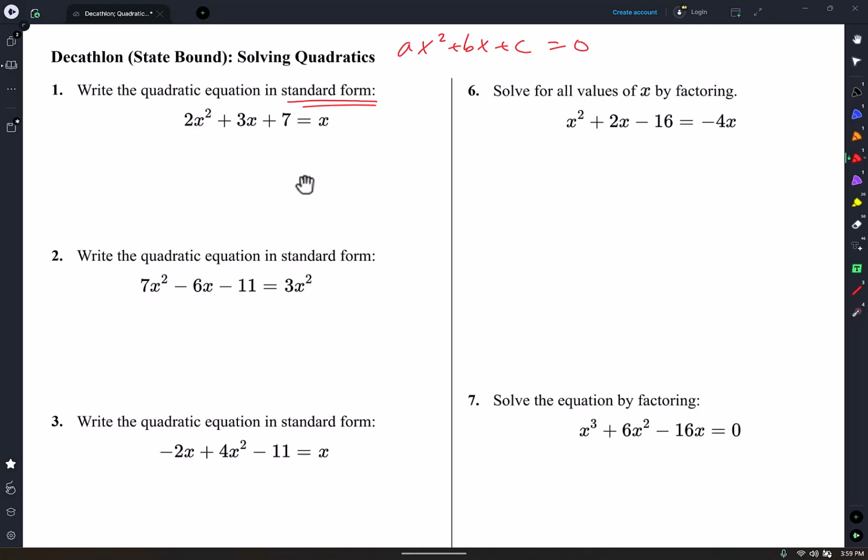So that's what we're going to do. We're just going to make it look like that. The first two questions, that's all they asked for. I'm just going to subtract x from both sides. So 2x squared plus 2x plus 7, there's nothing on the other side, equals 0. There it is. That's standard form. See, that was simple, right? That's the answer. They just wanted it in standard form.